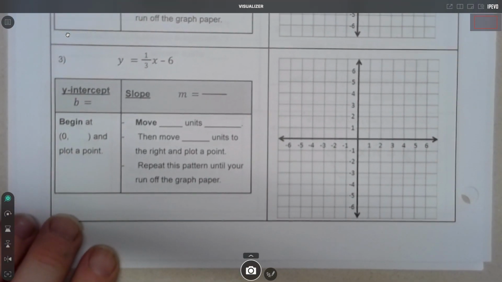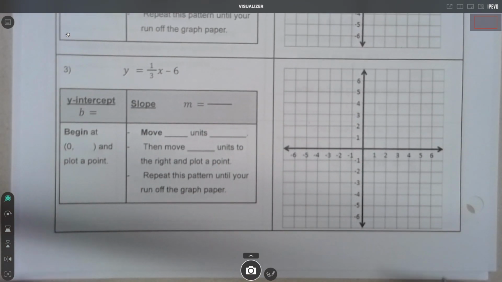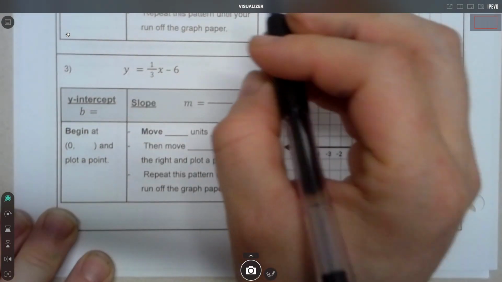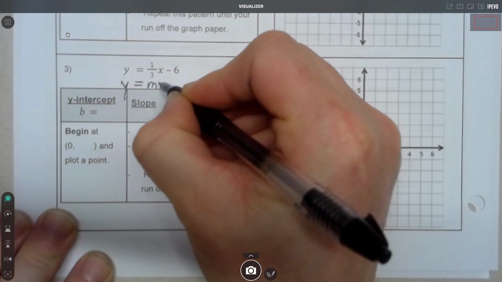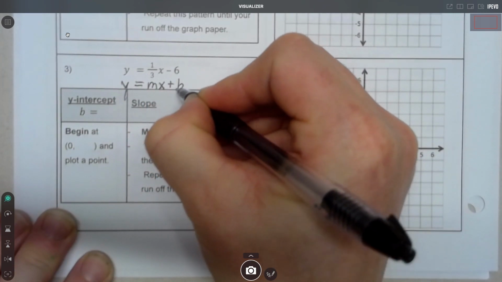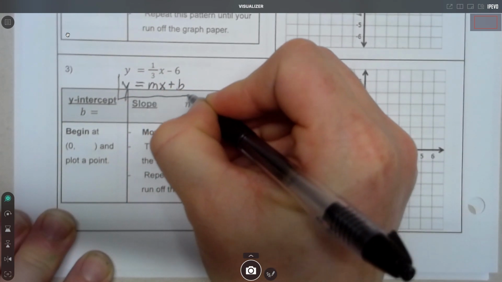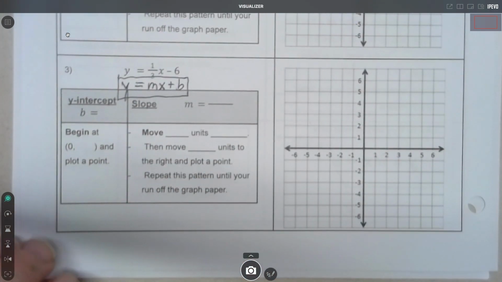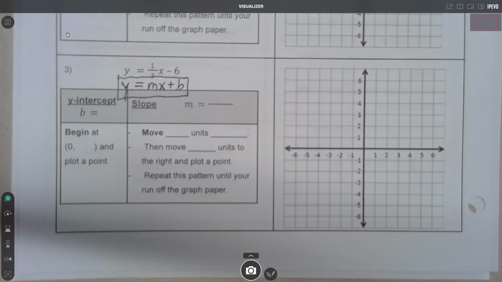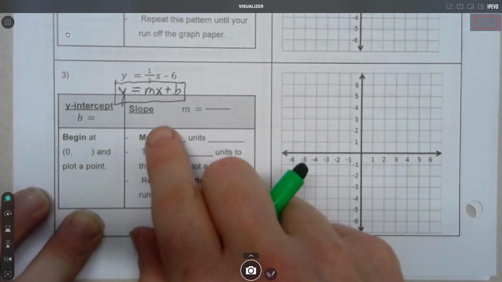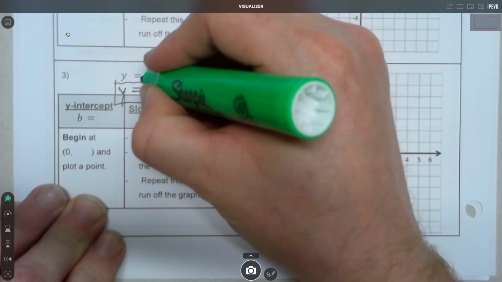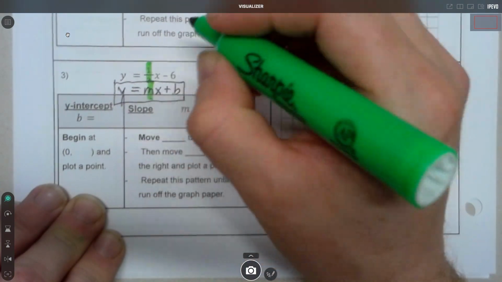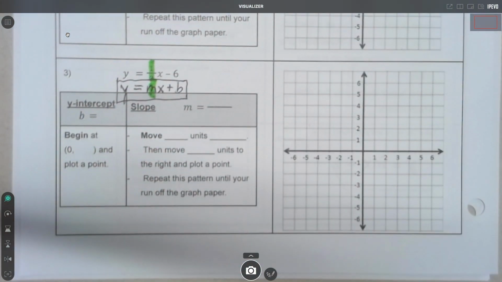Question number 3, last question. So I'm going to write y equals mx plus b underneath here. Don't have as much space here. That's okay. Make it work. Okay. So first thing we're going to identify is the slope. The slope is the number that has x attached to it. So the slope of this line is 1/3. Because that number has x attached to it.